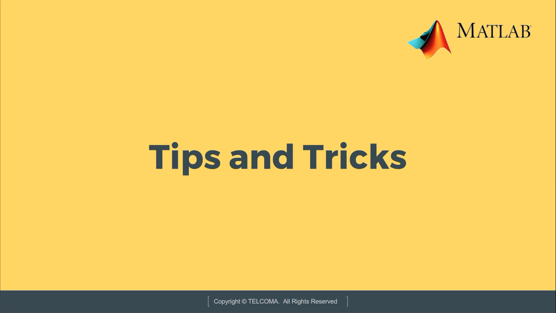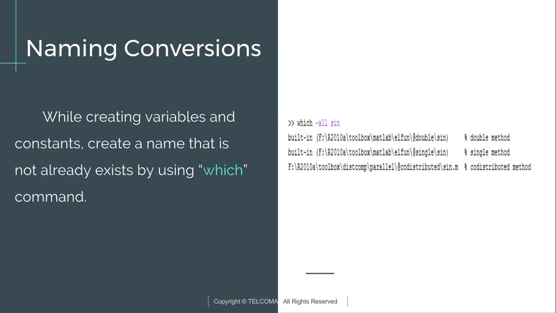Our next topic is tips and tricks that are used in MATLAB. Now, naming conventions. While creating variables and constants, create a name that does not already exist by using the which command. You can use the which command to search for the variable name that you are giving to your own variable. If you assign the same name to a variable that is already used or stored in MATLAB, this will display an error. This will not give you the desired output.